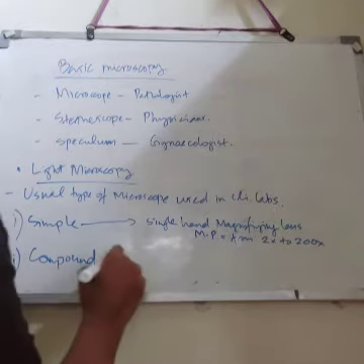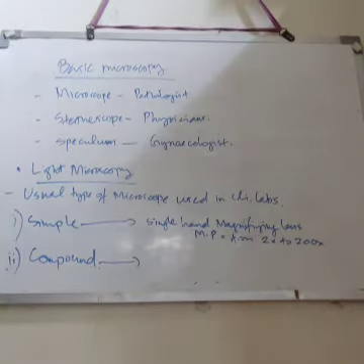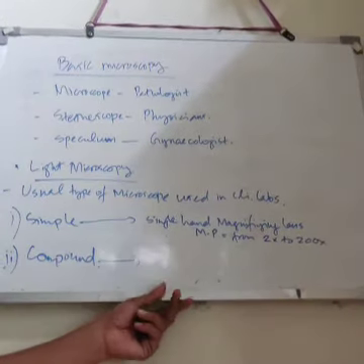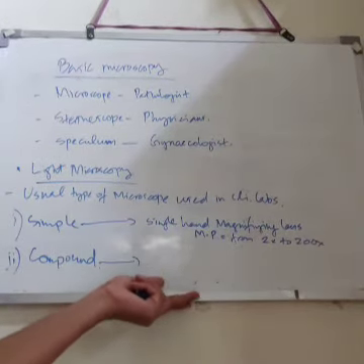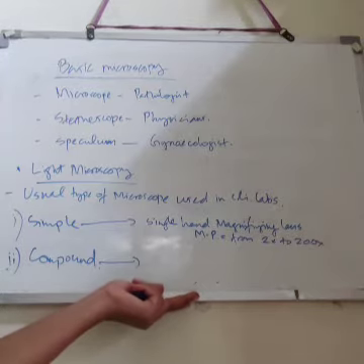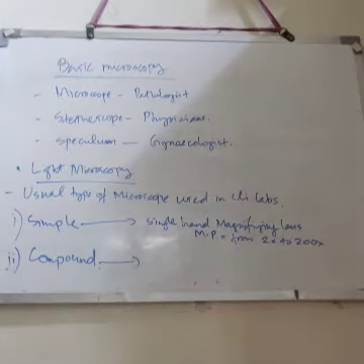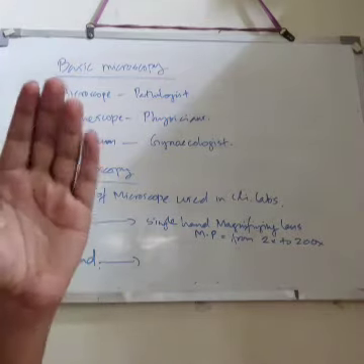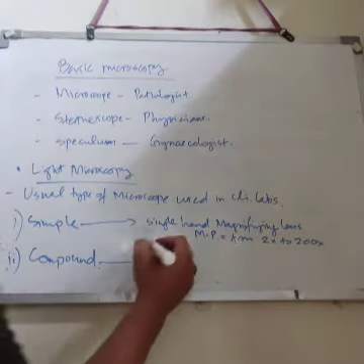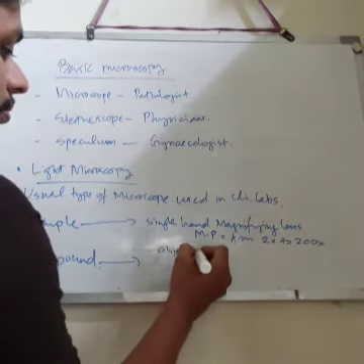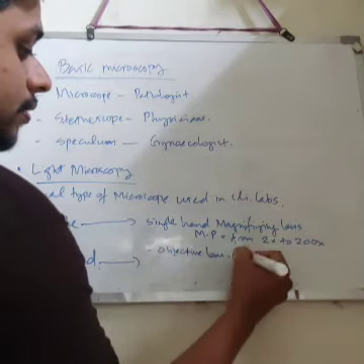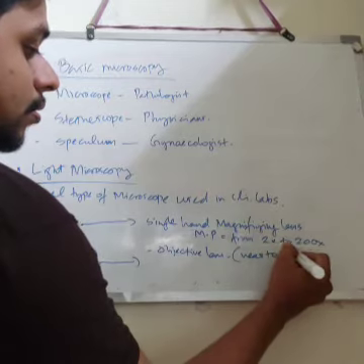Okay, and the compound microscope has a battery of lenses which are fitted in a complex instrument. One type of lens remains near the object, and that is called the objective lens. So the lens which is near to the object is called the objective lens.